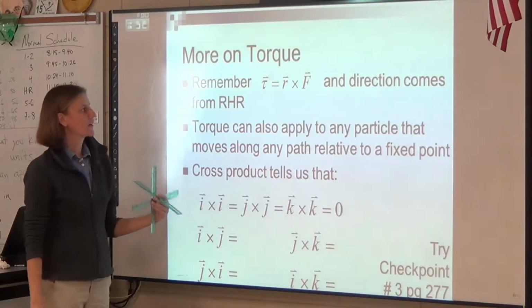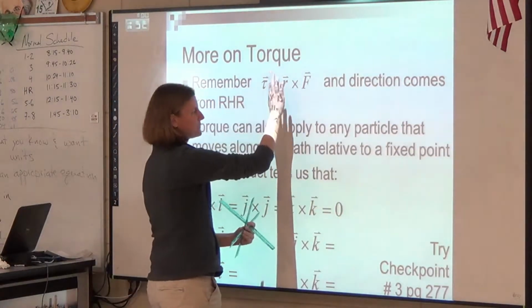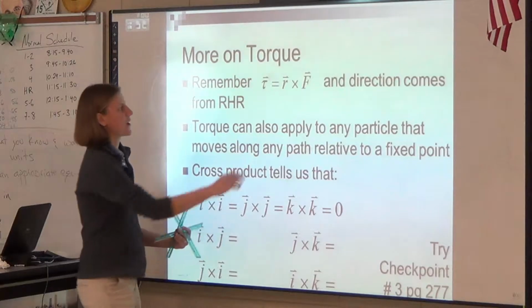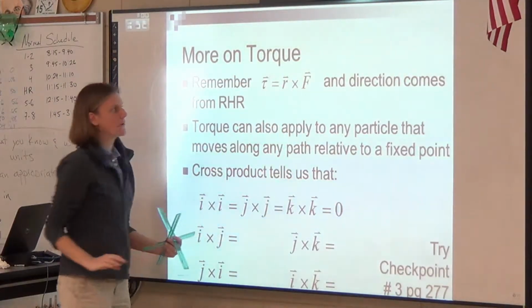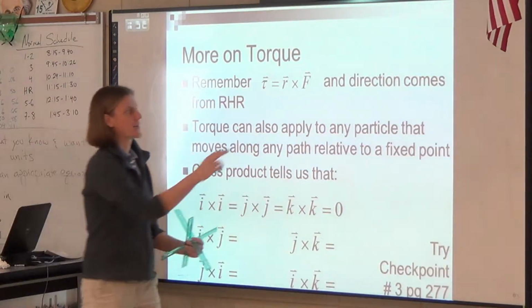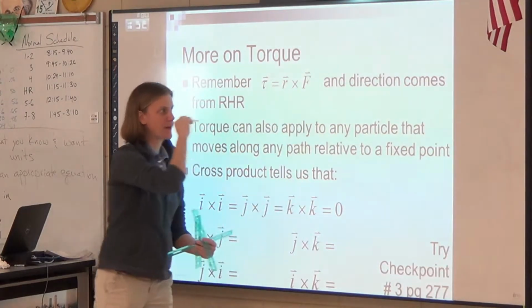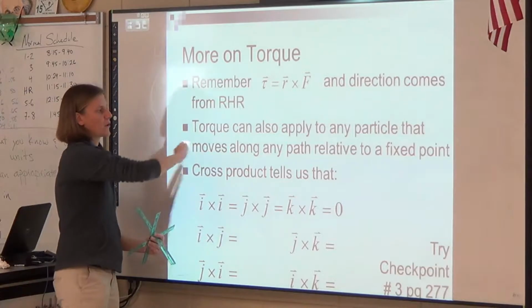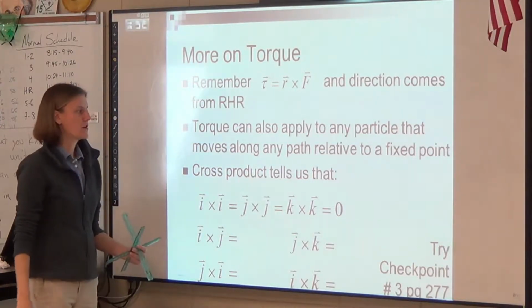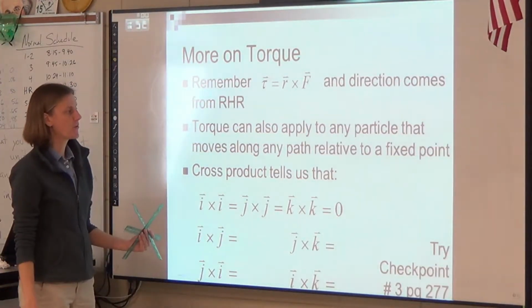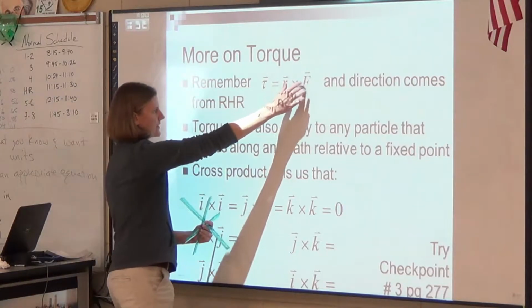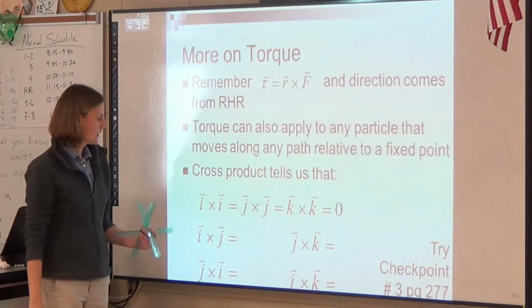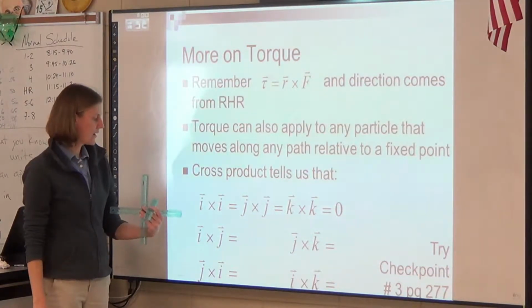All right, more on torque. We already know torque is radius cross force, R cross F, and of course it is a cross product. So we've done a few problems where we just had to find the perpendicular components. That was fine. But we can apply that to unit vectors as well. And torque can also apply to any particle that moves along any path relative to a fixed point, of course assuming there's a force acting on it. And if we have our unit vectors, we can do the cross product with them as well.